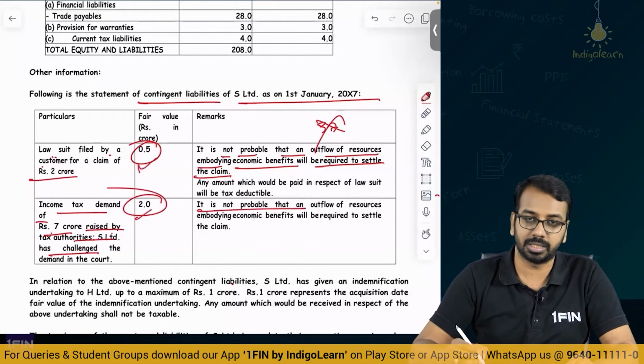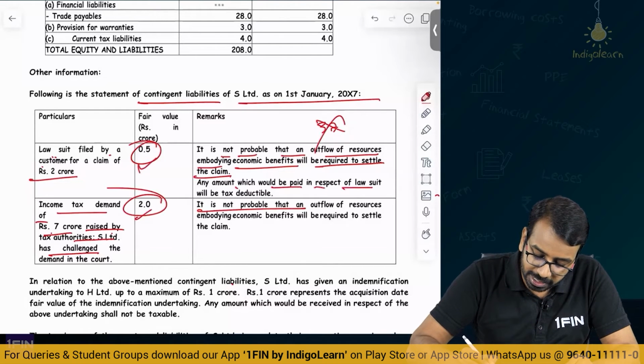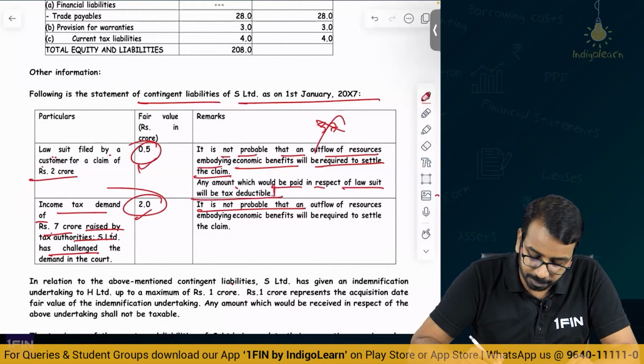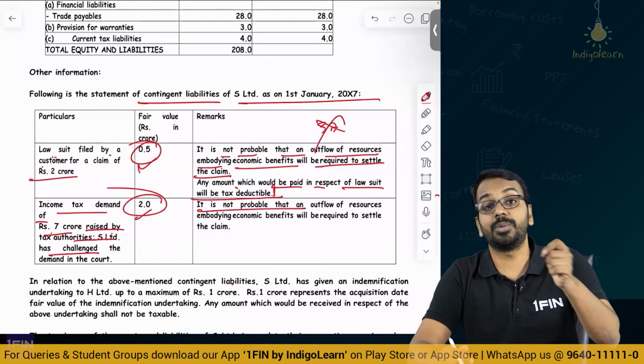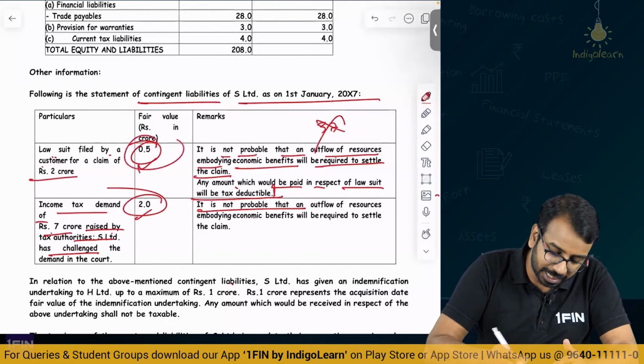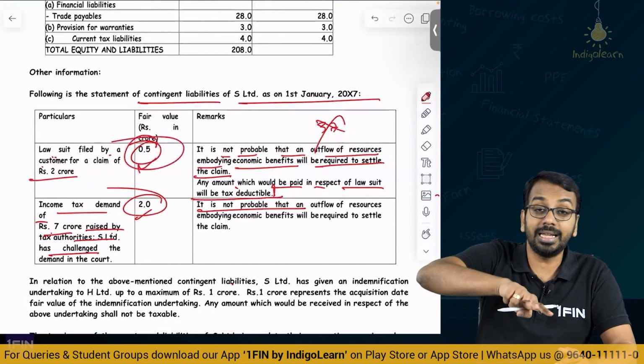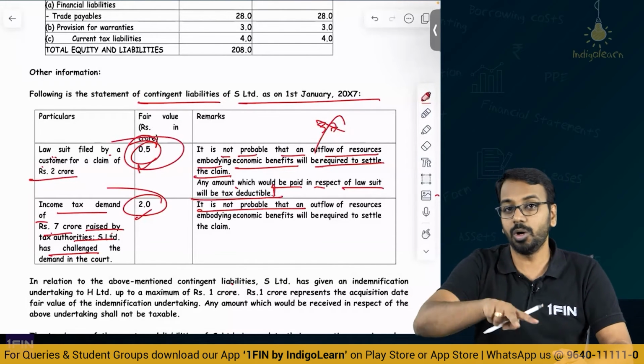So both of these you have to consider. Then any amount which will be paid in respect of the lawsuit will be tax deductible. Means if you pay some amount in the future towards this lawsuit, it will be tax deductible. Means what? I am recognizing a liability. Currently, there is no tax base.